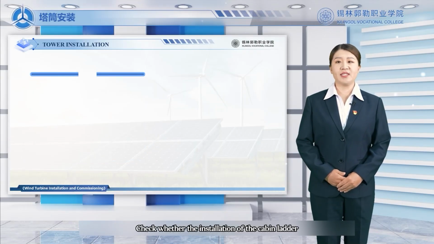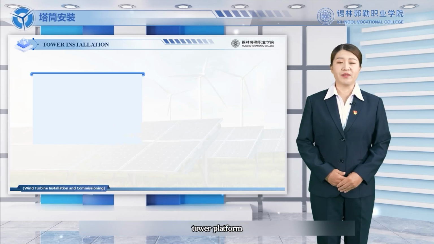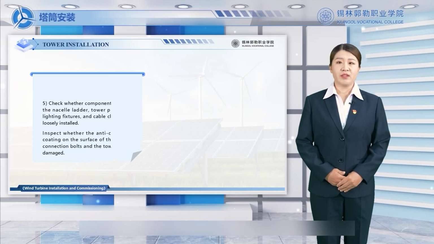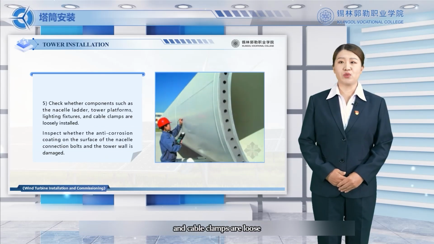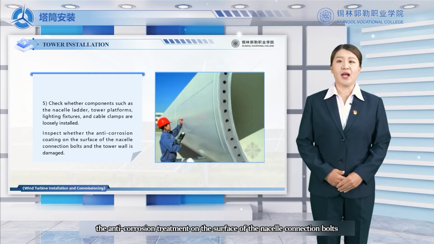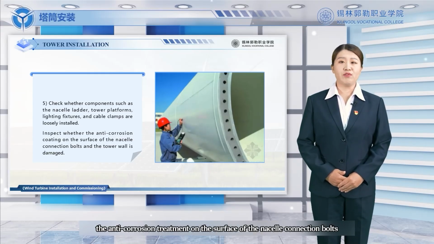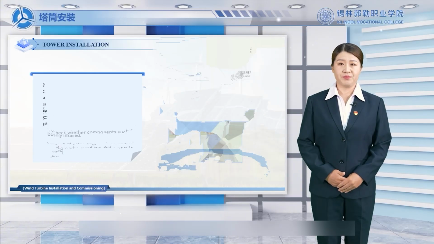Check whether the installation of the cabin ladder, tower platform, lighting fixtures, and cable clamps are loose. Check whether there is any damage to the anti-corrosion treatment on the surface of the nacelle connection bolts and the inner surface of the tower wall.